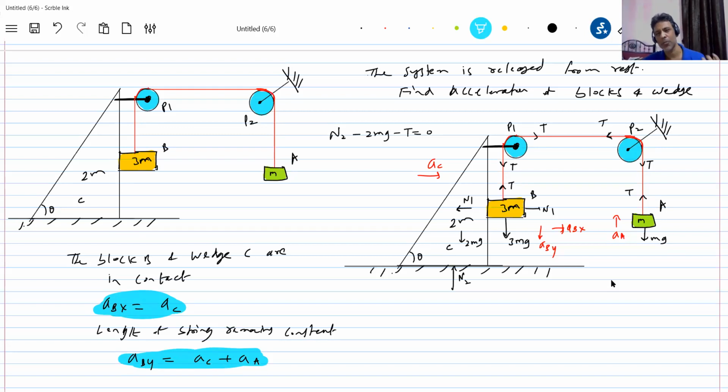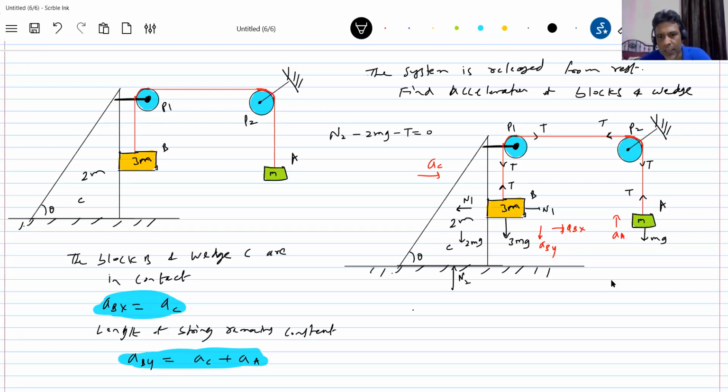So what do we have to look at here? We have to look at how the change in length of different parts of the string are related to displacement of block and wedge. That's one thing. Next, wherever the blocks and wedge are in contact, acceleration along the common normal must be equal. I am using the same idea from yesterday. The problem is a little bit different, that's all, but the idea is the same.